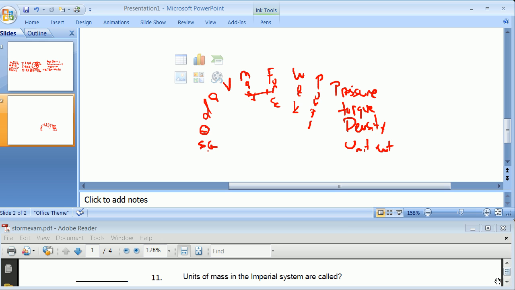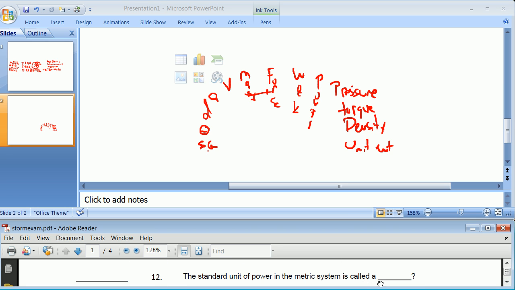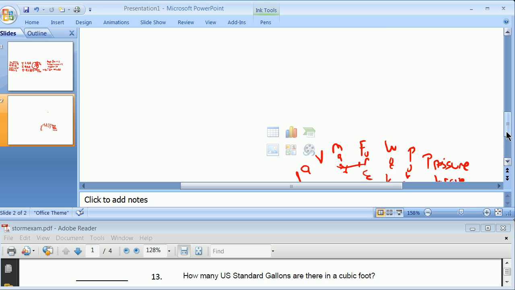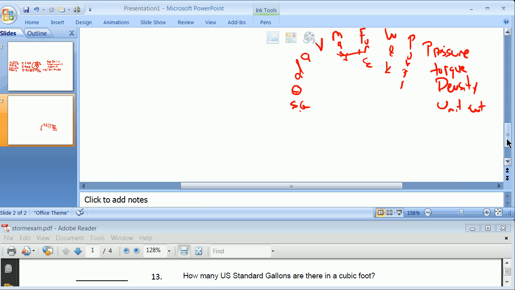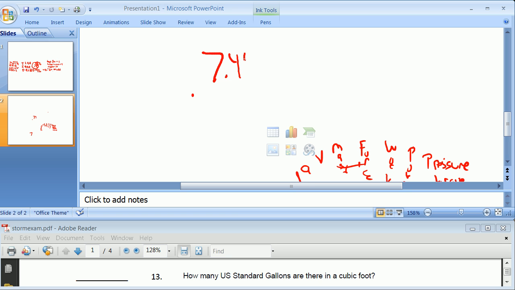So number 11, the units of mass in the imperial system are slugs. The standard units of power in the metric system are watts. How many standard gallons are there in a cubic foot? There's all kinds of different ways to do that, but knowledge would be one of them. Another one would be knowing that a gallon weighs 8.34 pounds, but there are 7.48 gallons in a cubic foot of water.